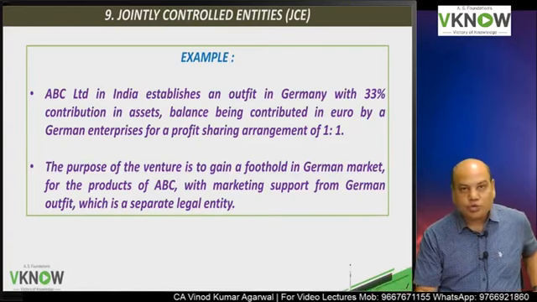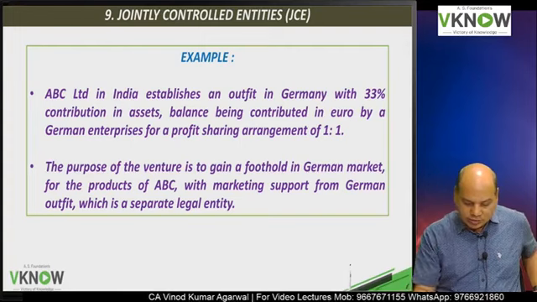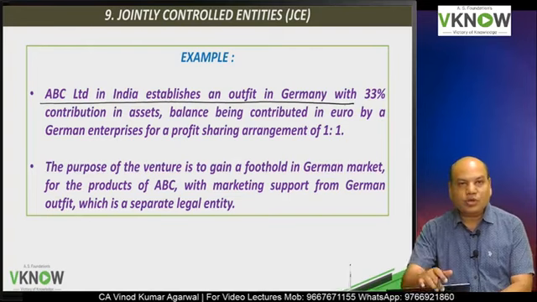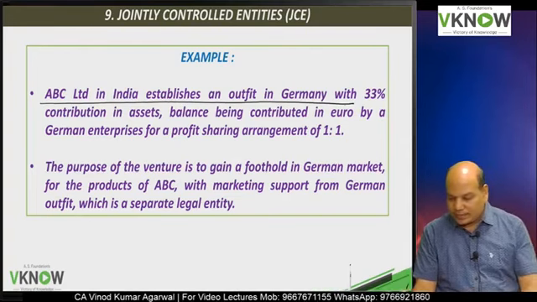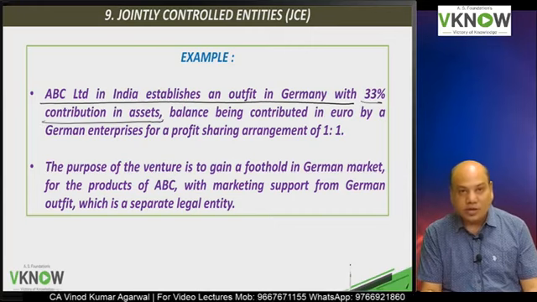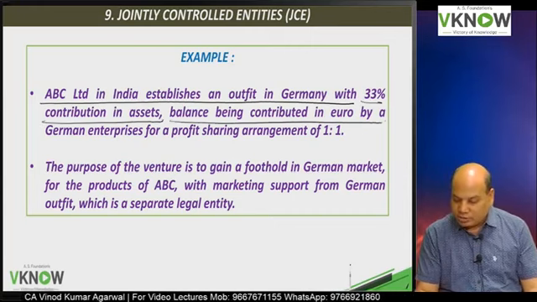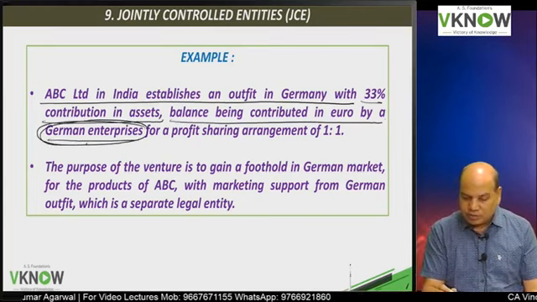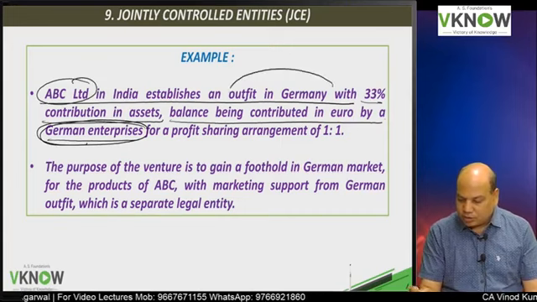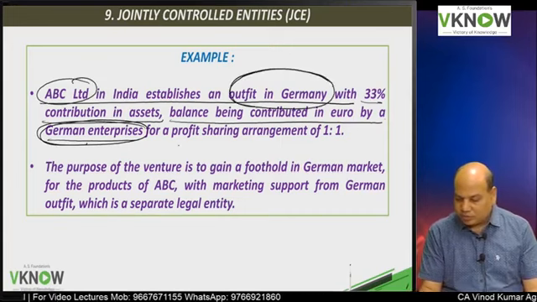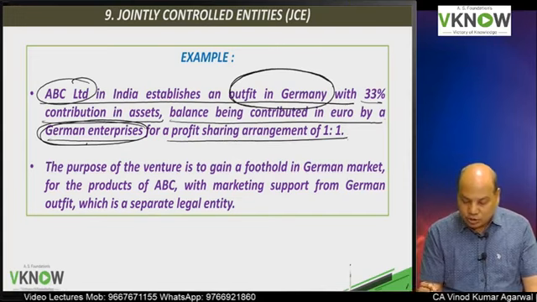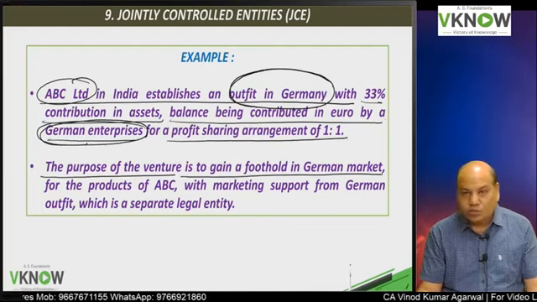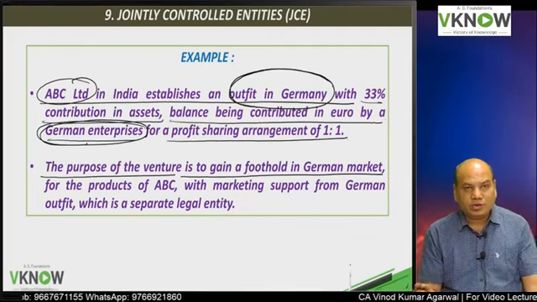One example of a jointly controlled entity: ABC Limited in India establishes an outfit in Germany. So a new company is formed in Germany with 33% contribution in assets, the balance being contributed in euro by a German enterprise. Profit sharing arrangement is 1:1. The purpose of the venture is to gain a foothold in the German market. So that is the objective of this joint venture.